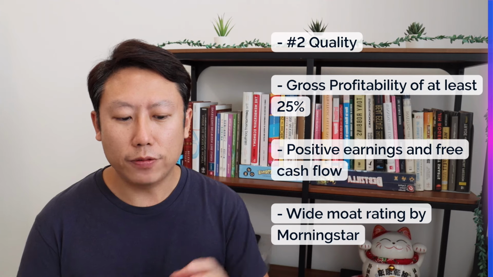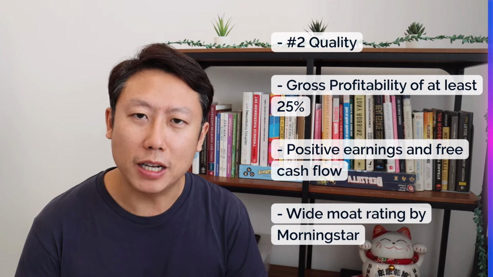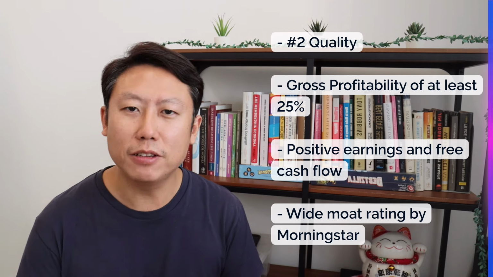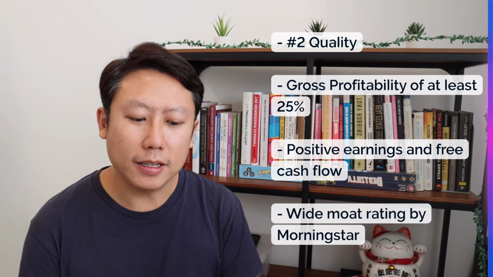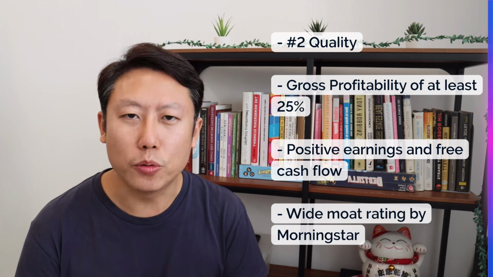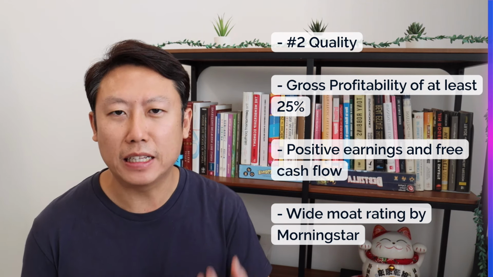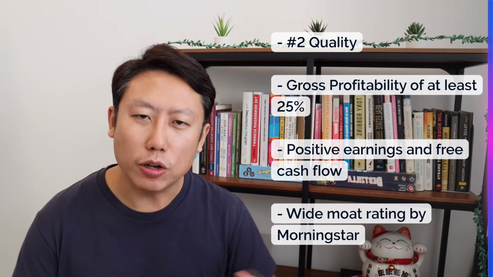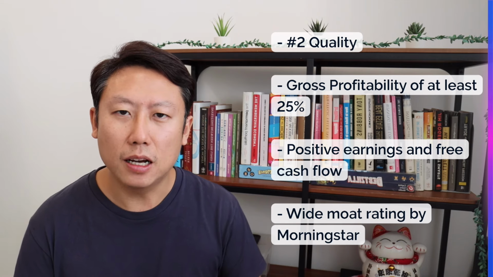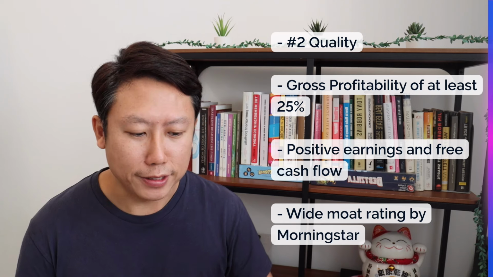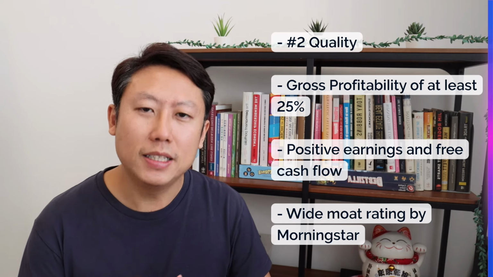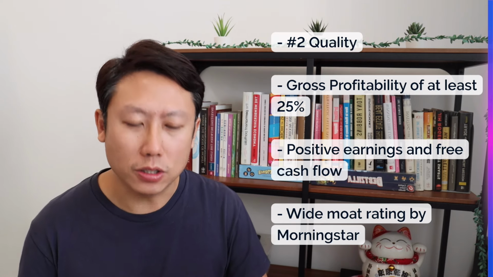And I also wanted positive earnings as well as positive free cash flow. Okay, they should be positive, but just in case, I added those two filters in there. And the third thing was to have a wide moat rating. This is more of a qualitative analysis, and I leverage Morningstar to give me the moat rating. It's something that's available directly, so I use it for convenience. So these are the quality criteria that I have used to filter the stocks.